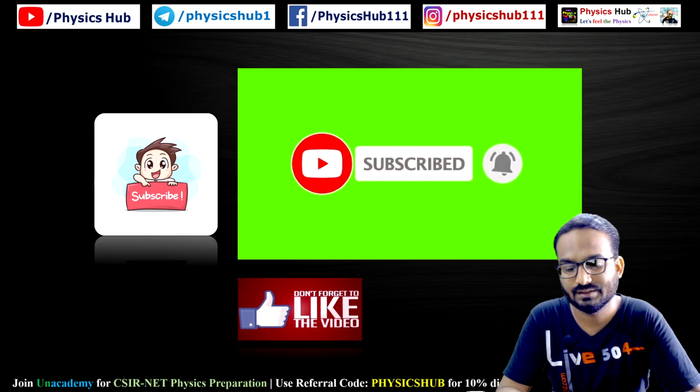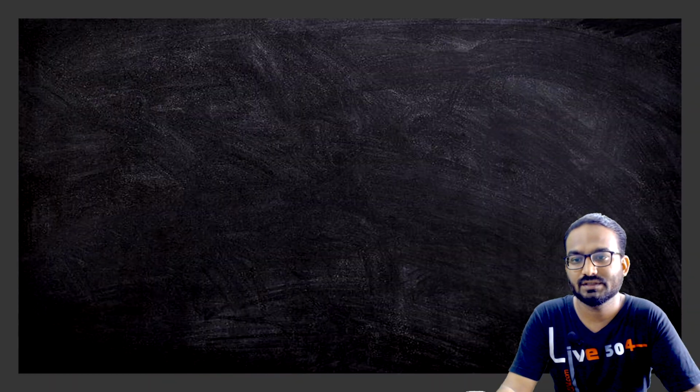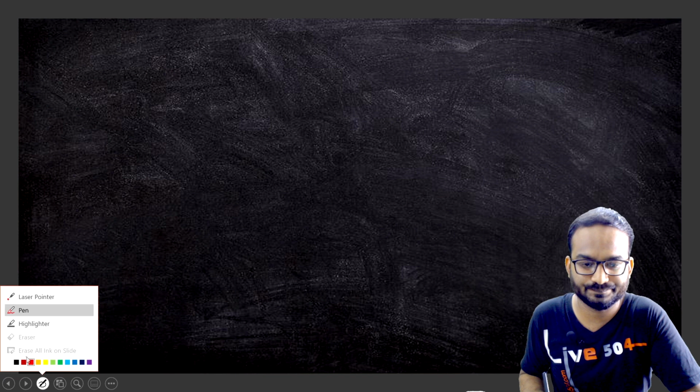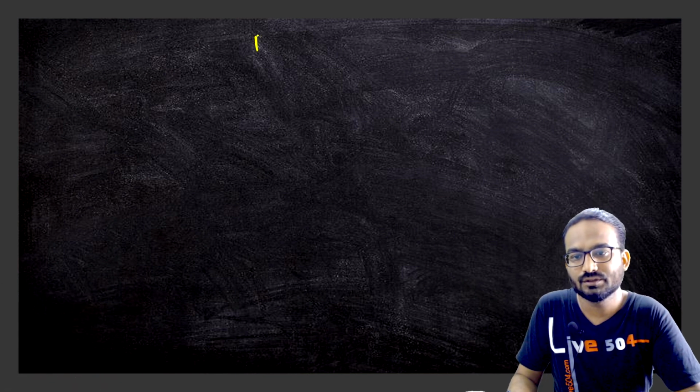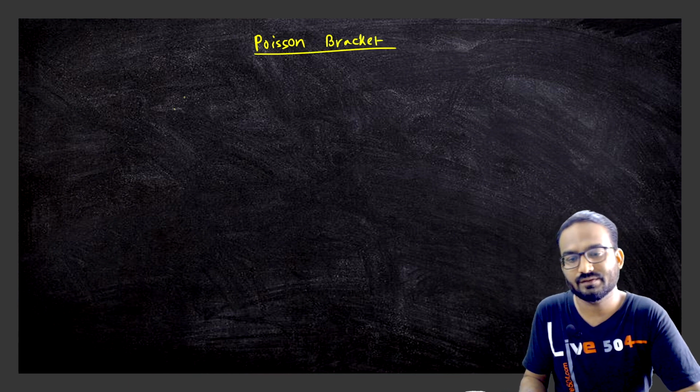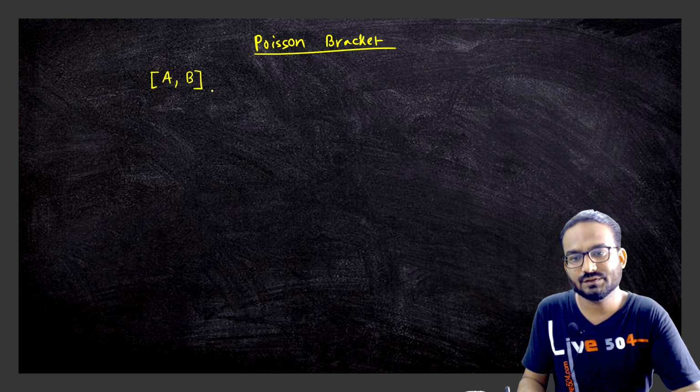Now without further ado, let's just start with this Poisson bracket. So what is this Poisson bracket? If you want to define Poisson bracket for two variables, let's say one is A, another one is B. This Poisson bracket is defined with respect to variables Q and P.